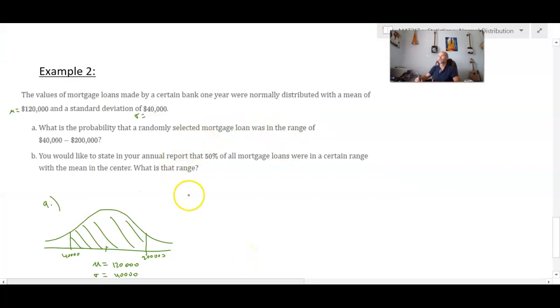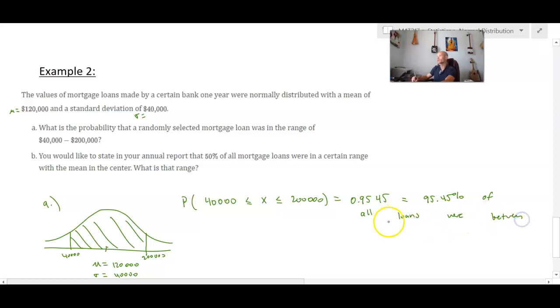95.45%, and let's write this probability statement out. This is the probability that X is between 40,000 and 200,000, which is 0.9545, which is 95.45% of all loans were between $40,000 and $200,000.